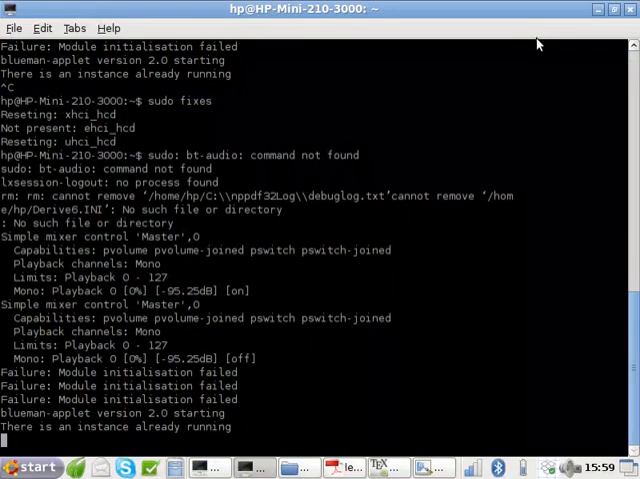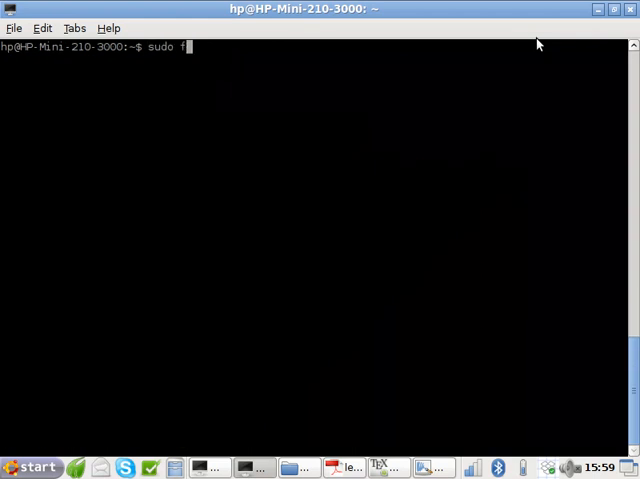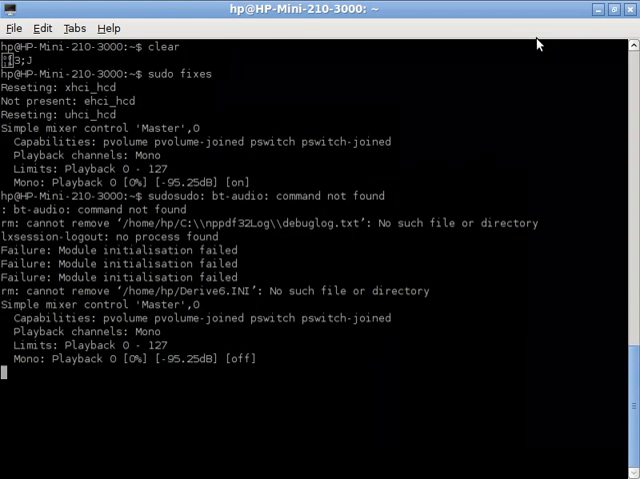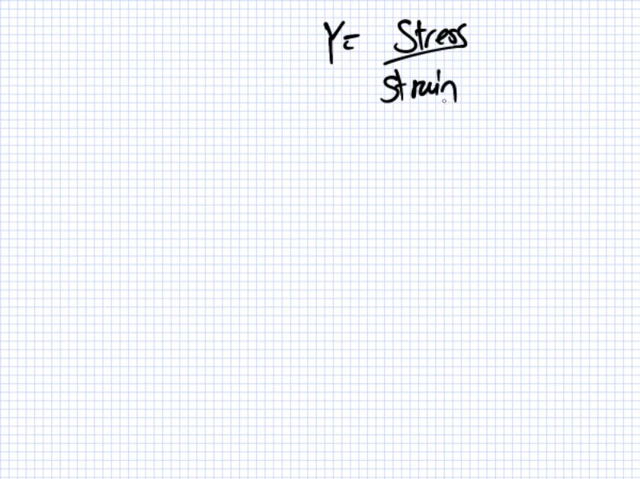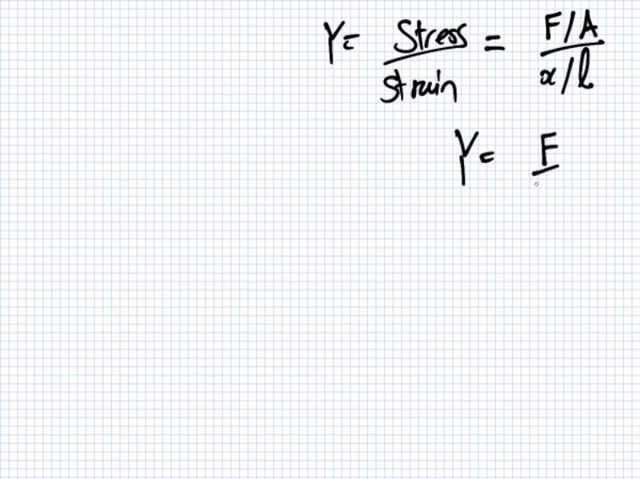Right, so the graph now. So if you look at Young's modulus, you can see that I said it was stress over strain. Stress is the force divided by the area, and the strain is the extension divided by the natural length. So Young's modulus, you can write it as force over x times L over A, if you want to write it like that. We'll get back to that in a moment.